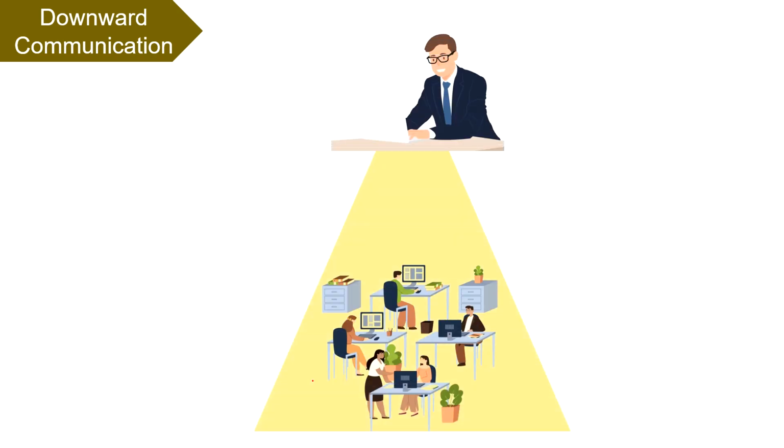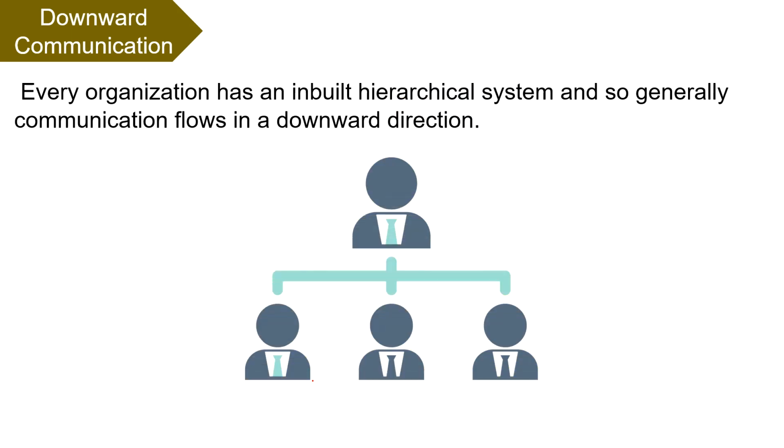Downward communication. The communication that flows from the top to the bottom is called downward communication. Universally, this flow of communication is commonly highlighted. This is because every organization has an inbuilt hierarchical system, and so generally the communication flows in the downward direction. It relies on the assumption that the people working at higher level are authorized to communicate with the people working at lower levels. It involves passing of orders, instructions, notices, circulars, etc.